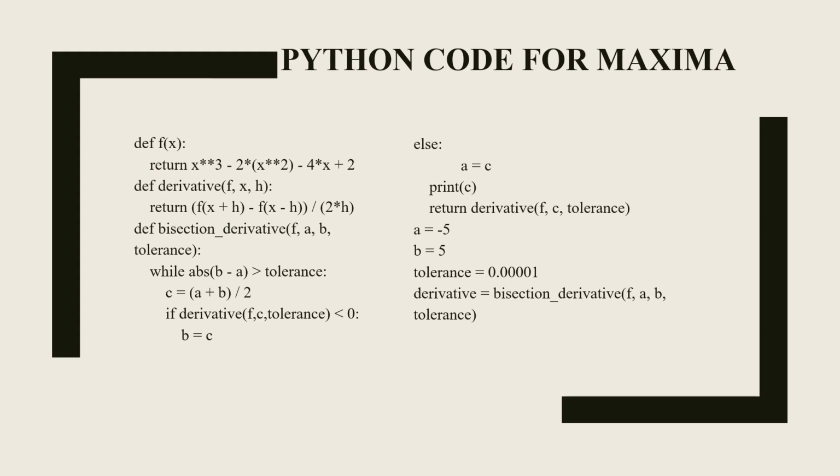Python code for maximum. This also follows the same process. First we have to define f of x. Next we have to find the derivative of f of x. Next we have to calculate the midpoint and check the derivative at the midpoint. And next we have to set the input parameters and call the function.